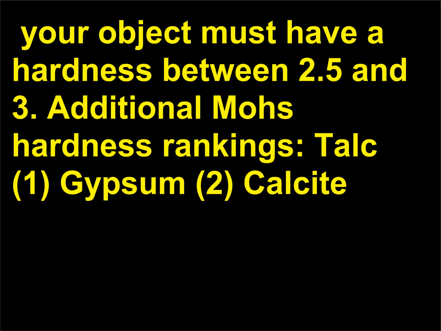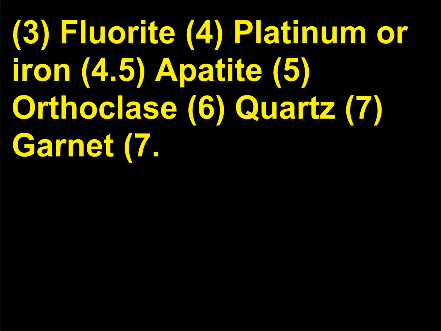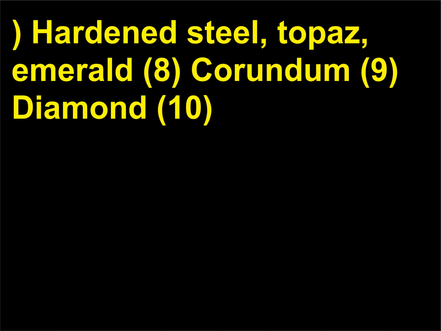Additional Mohs hardness rankings: talc, 1; gypsum, 2; calcite, 3; fluorite, 4; platinum or iron, 4.5; apatite, 5; orthoclase, 6; quartz, 7; garnet, 7; hardened steel; topaz; emerald, 8; corundum, 9; diamond, 10.